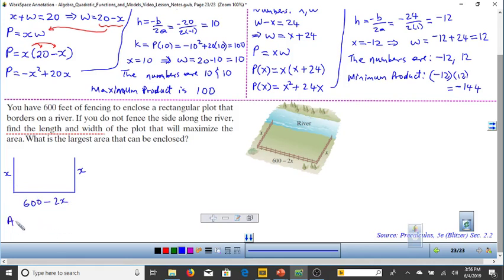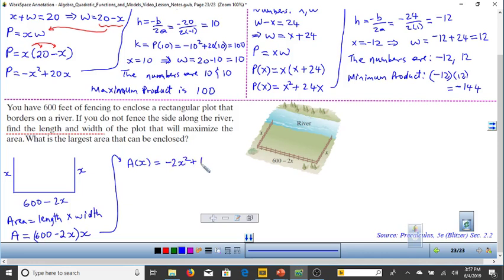So then the area is length times width. Remember that. It's a rectangle. Length times width. So the area then is 600 minus 2x multiplied by x. If I distribute that and simplify, we end up with the area, and since the area is in terms of x, A of x is equal to negative 2x squared plus 600x.